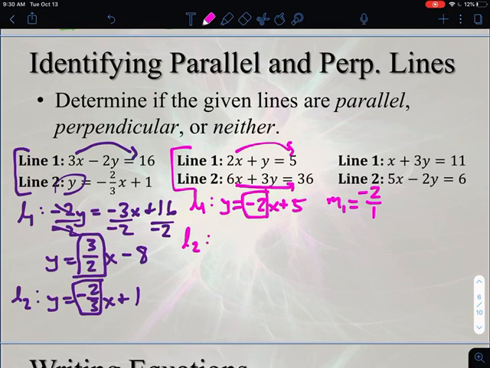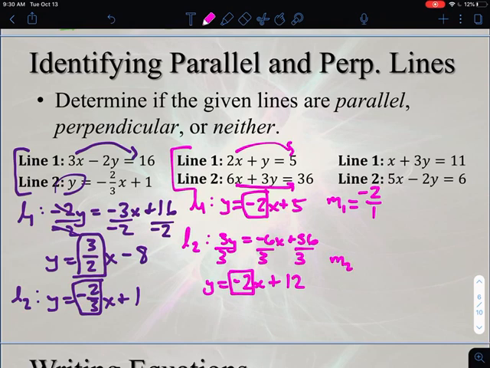I'm going to start by taking my 6x and moving it over to the right. So I get 3y is equal to negative 6x plus 36. And then I still need to get rid of the 3, so I'm going to divide everything by 3. And so I get y is equal to negative 2x plus 12. And again, I look at what's in front of x. So negative 2, so then I write it in fraction form. The slope of line 2 is negative 2 over 1.